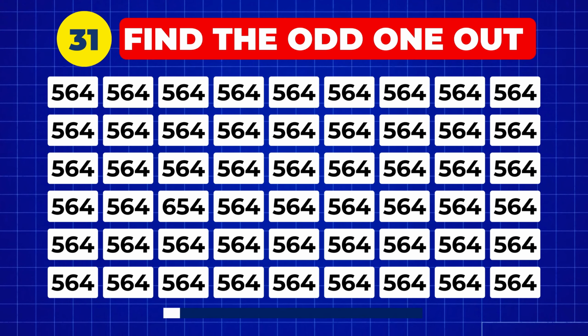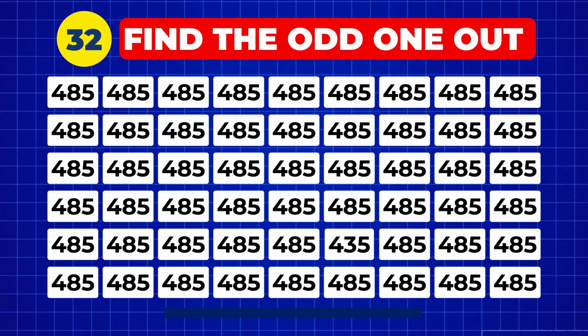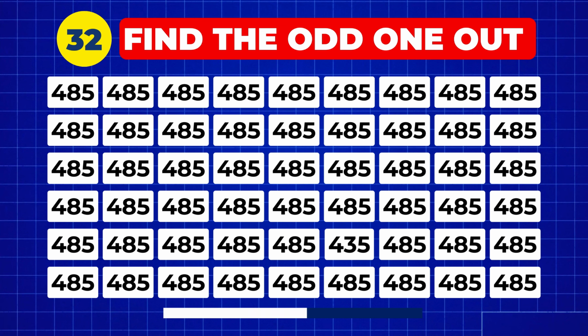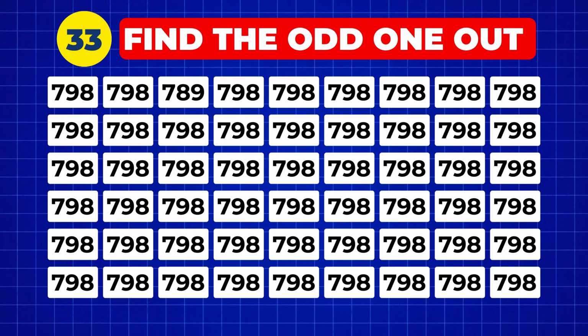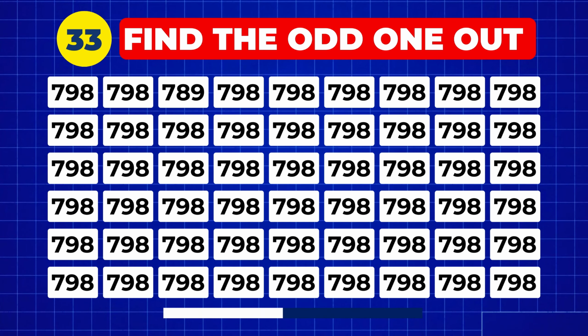The digit is 564. This is 654. The next puzzle, 435. Okay, the next digit is now 798. 789.